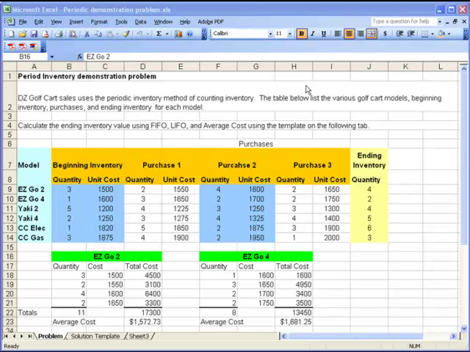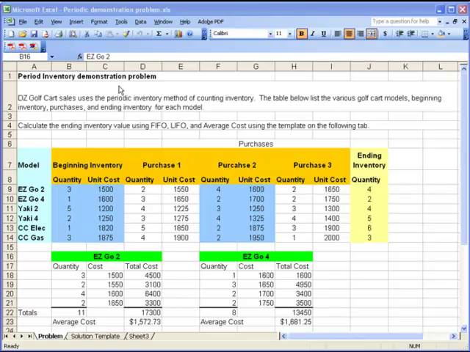This is the second in our series of demonstration problems revolving around inventory. This particular problem will discuss counting inventory using the periodic method, and then we will account for that inventory using first in, first out, last in, first out, and average cost. Here we see the problem.